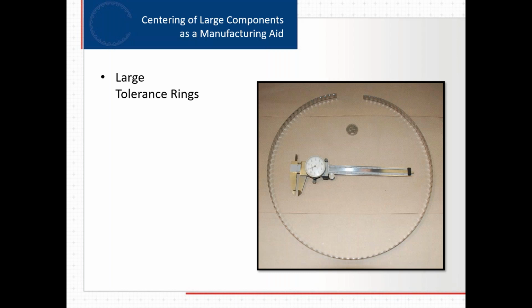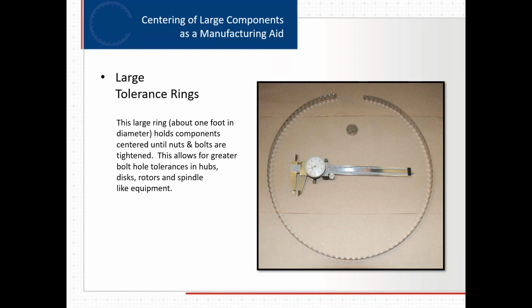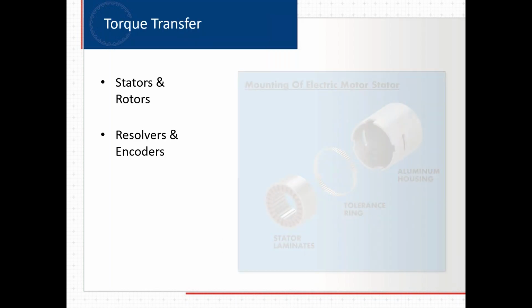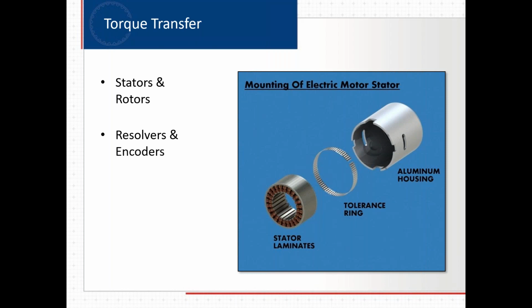Tolerance rings come in many different sizes. Just to give you a comparison, this ring is about maybe 10 or 11 inches in diameter. This is actually used to hold a huge wheel hub in place during assembly prior to putting on the lug nuts. They can be used for mounting stators within electric motors. They can be used for mounting resolvers and encoders.